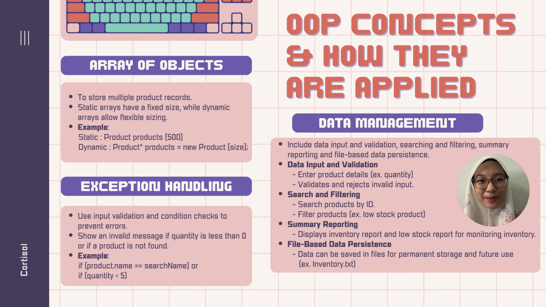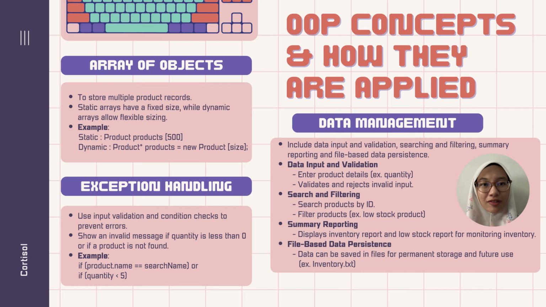And lastly, data management. The heart of the application lies in its data management capability, which is divided into 4 functional areas. First, input and validation. We ensure only clean data enters the system, rejecting invalid inputs immediately. Second, search and filtering. Users can pinpoint specific items by ID or filter for low stock items to prioritize reordering. Third, summary report. The system can instantly display a full inventory status or a targeted low stock report.